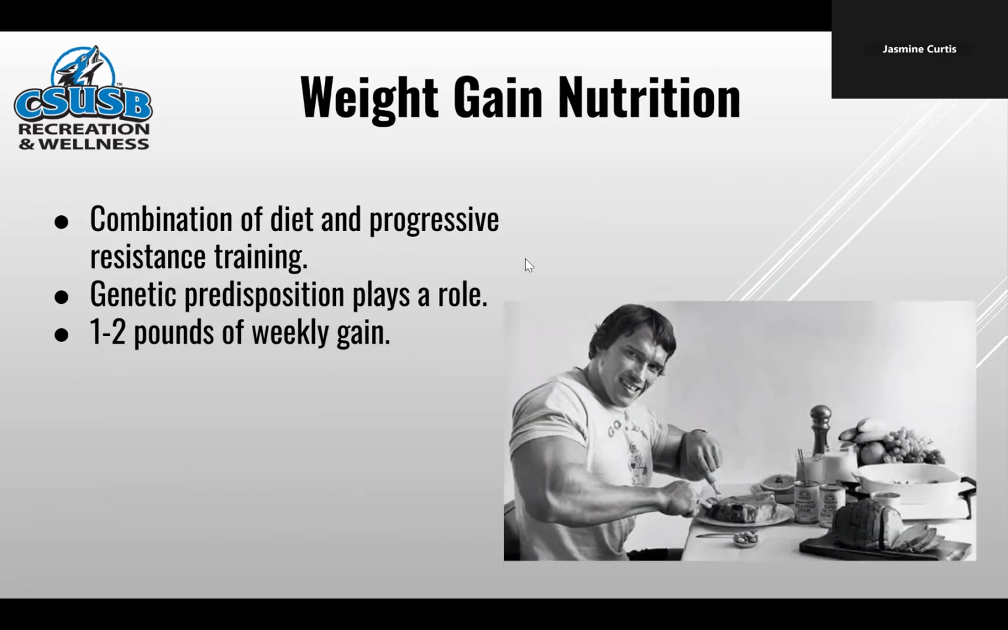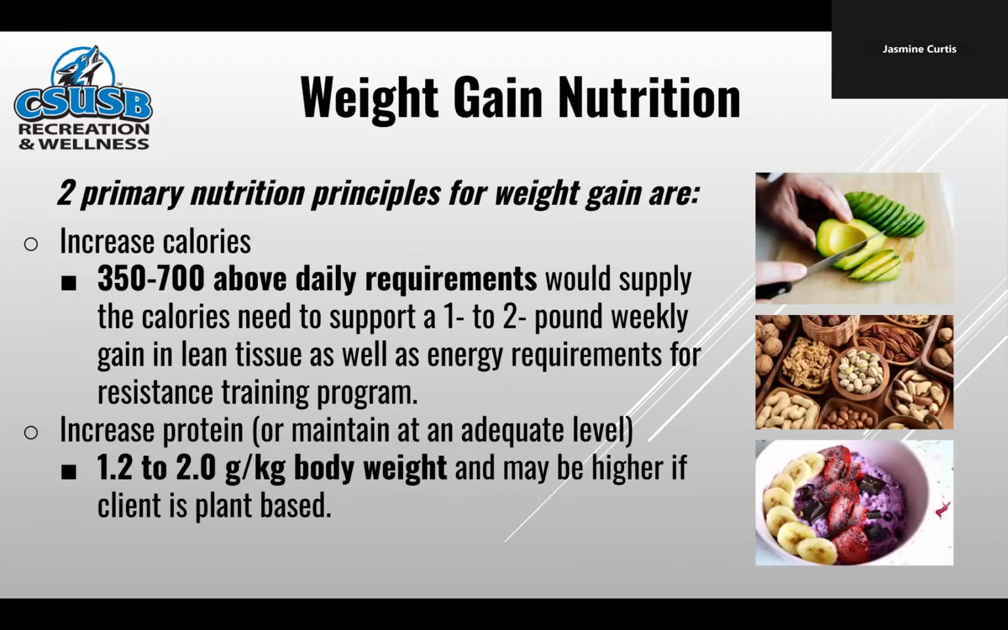We're going to talk a little bit about weight gain nutrition. So we're moving from hydration to weight gain. It's a combination of diet and progressive resistance training. Genetic predisposition plays a role, and about 1 to 2 pounds of weekly gain is a healthy weight gain. Two primary nutrition principles for weight gain are increasing our calories. So remember that first equation we saw, daily caloric needs? We would increase those calories 350 to 700 above so we can gain weight.